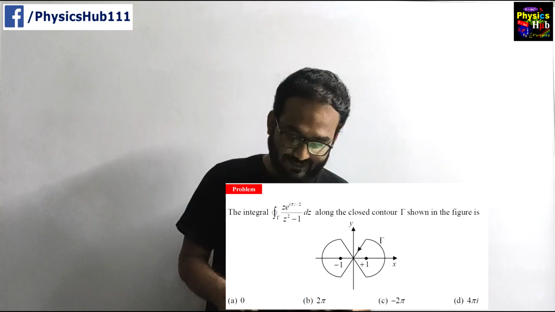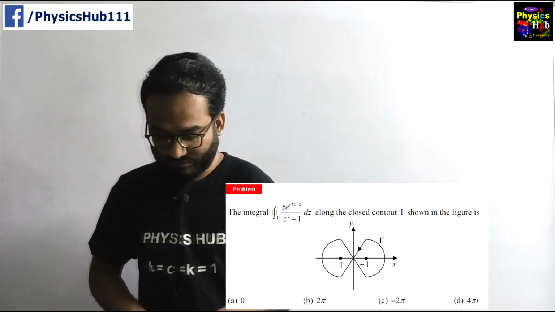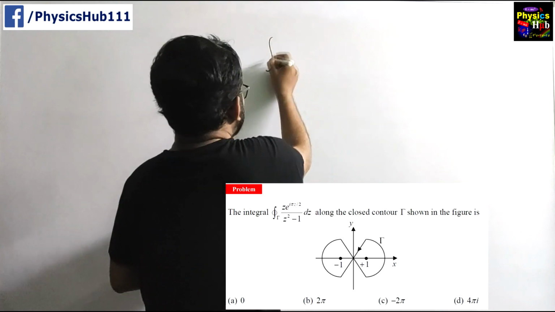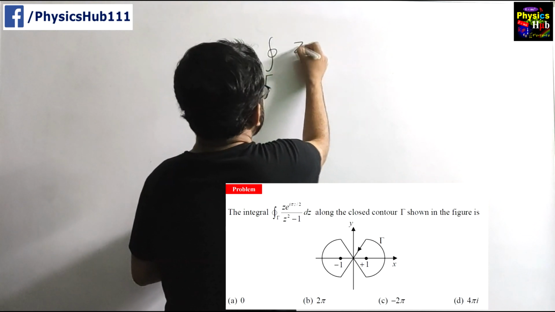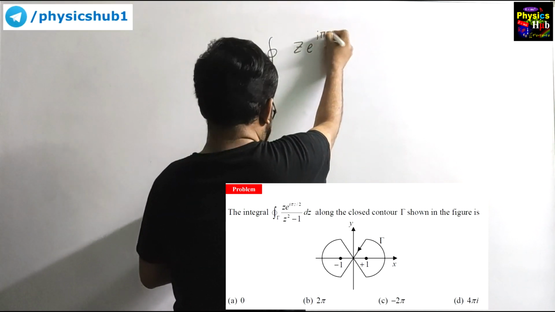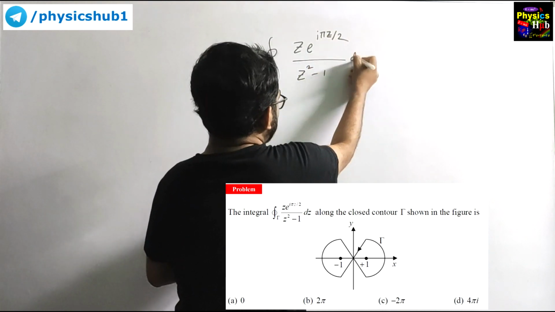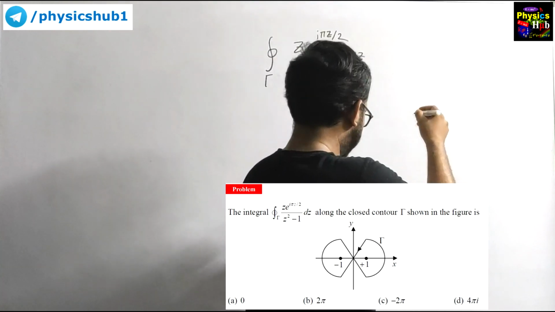Today in this video I am going to discuss a special problem from complex analysis. The problem reads like this: we have to find the integral over the contour tau of z e to the power i pi z by 2 divided by z square minus 1 dz. You have to find this integration, and the contour tau is also given to you.